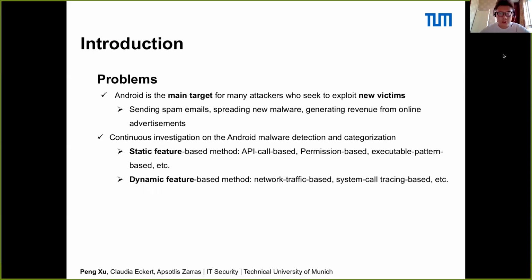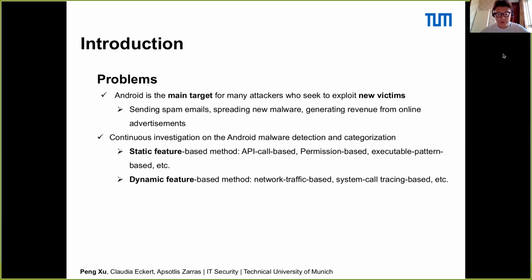Introduction. Currently, Android is the main target for many types of attacks. Some types of attack are phishing, spam email, spreading malware, and generating malicious advertisements. However, in this field, there are also many works which focus on malware detection and categorization for the Android platform. Among those methodologies, we can cluster them into two types of features.